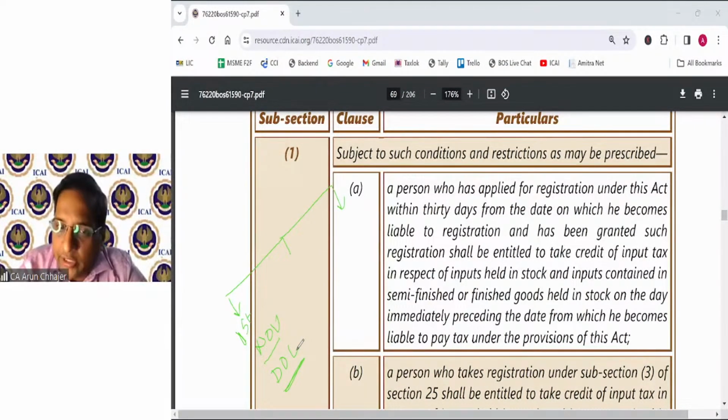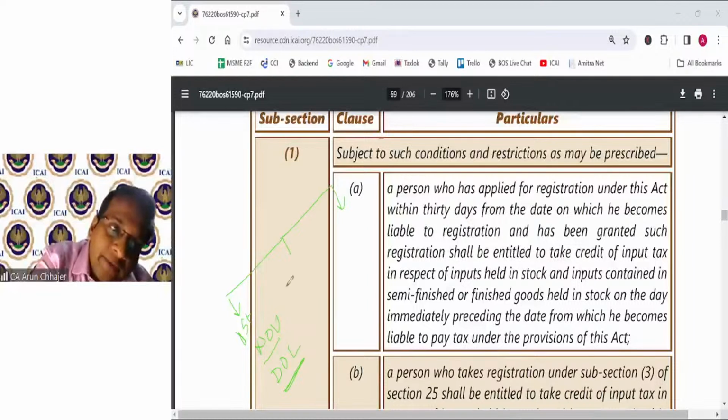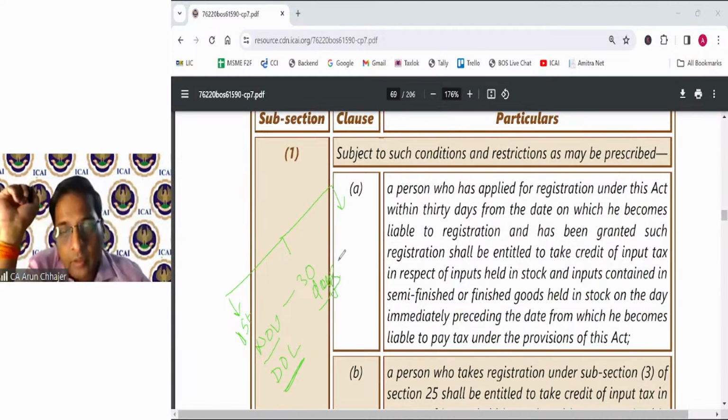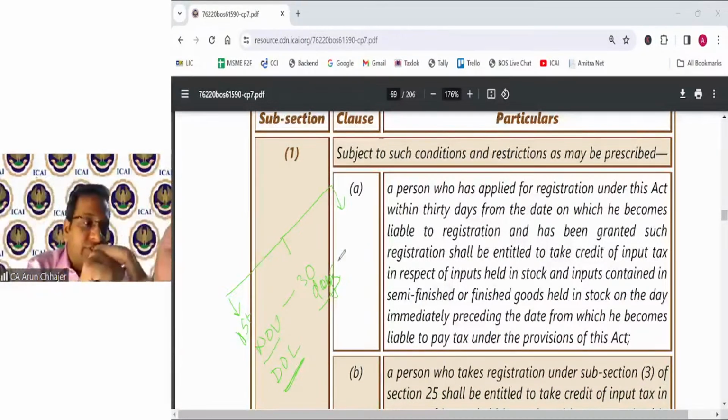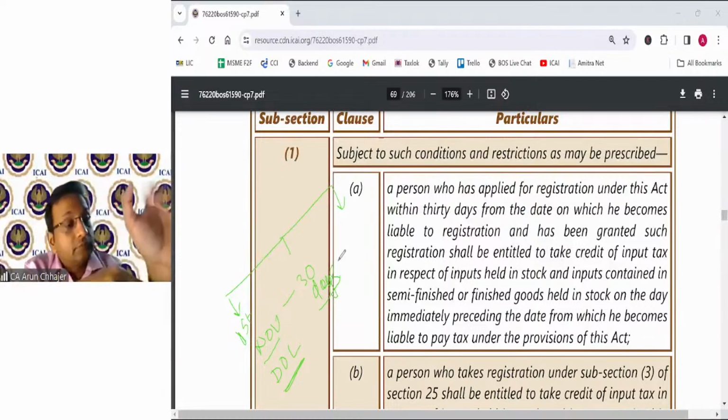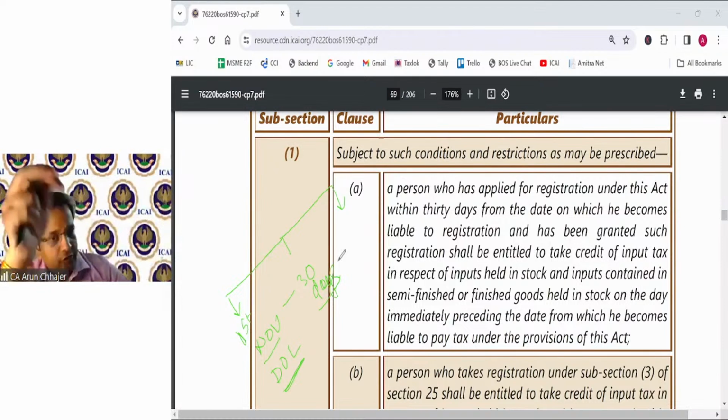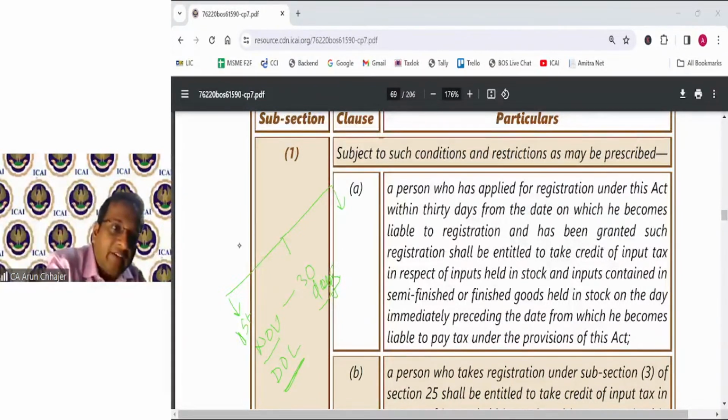Either by virtue of section 22 or by virtue of section 24, I have become mandatorily liable to take registration. What is the time limit? I have to make the application within 30 days. As per section 25, I need to take the registration within 30 days. So perfect. I have applied for the registration within 30 days.